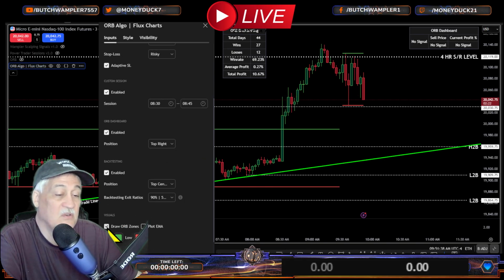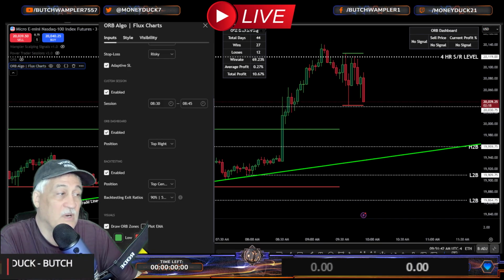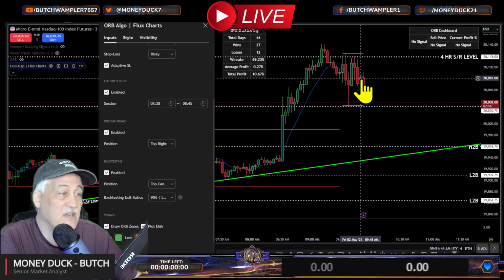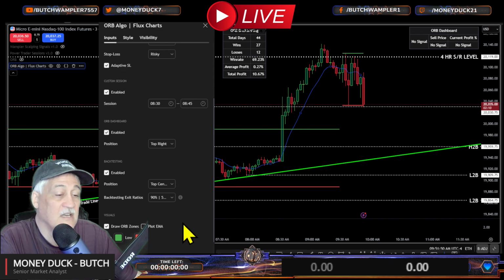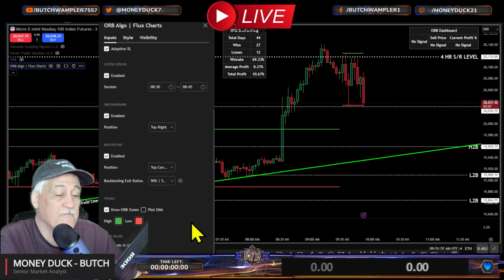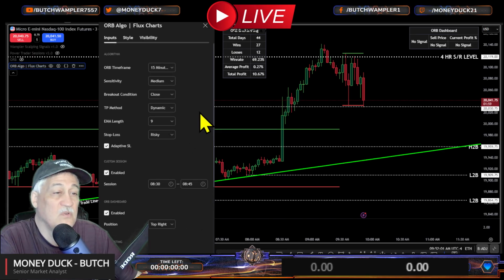Drawing the orb zones, you can have that whatever colors you want. And then the EMA, it does use an EMA, which I don't have on there, but it is using EMA and plotting that out. And inputs on the status line is basically out to the side. Okay. So what else do we have?